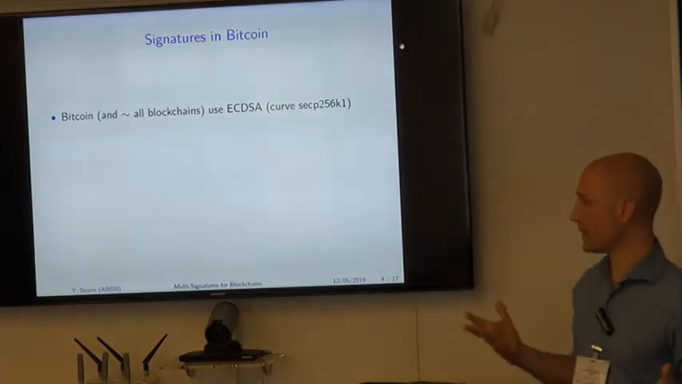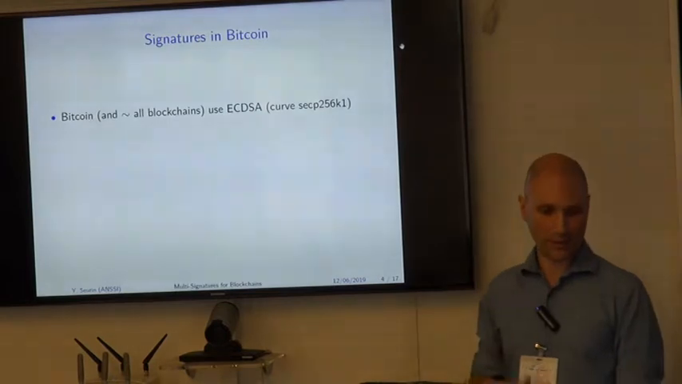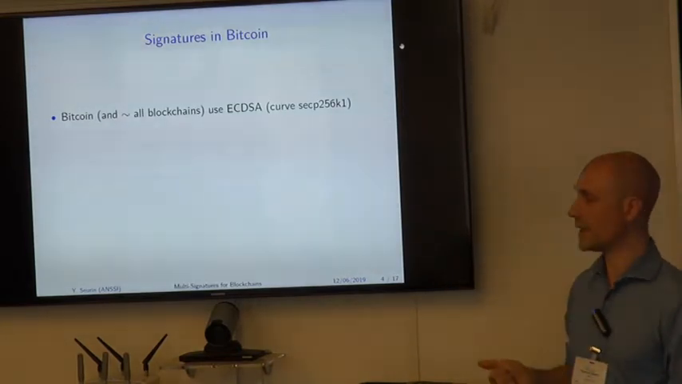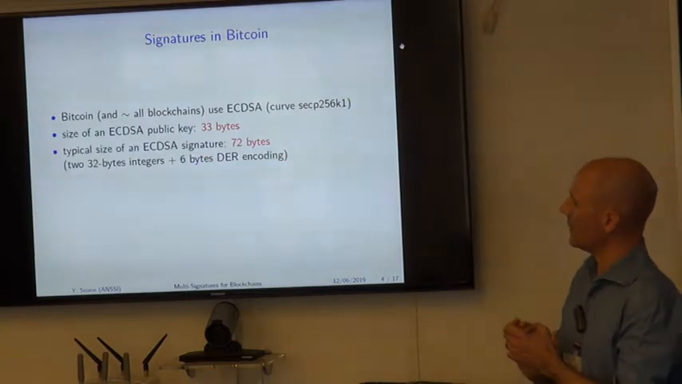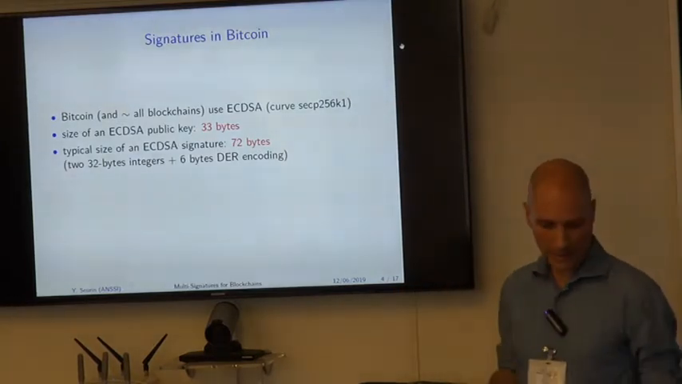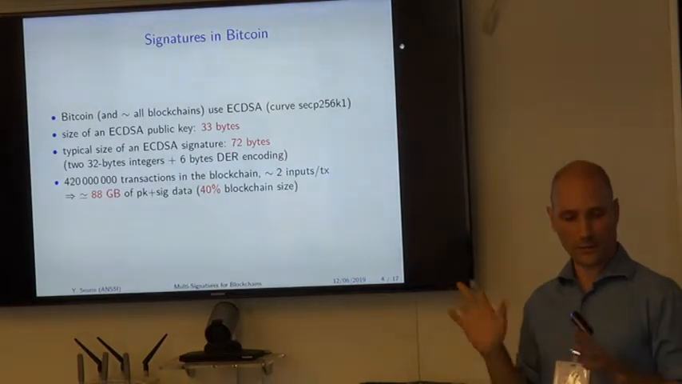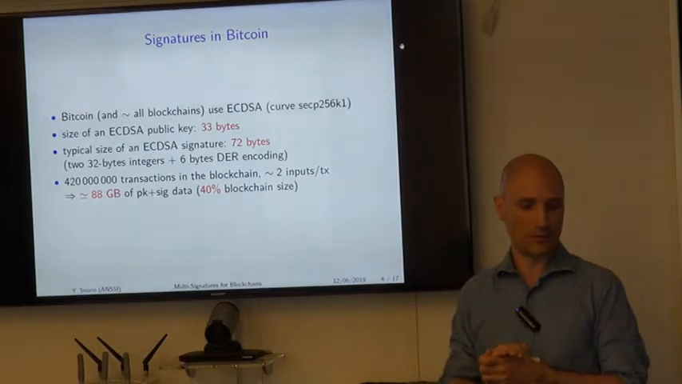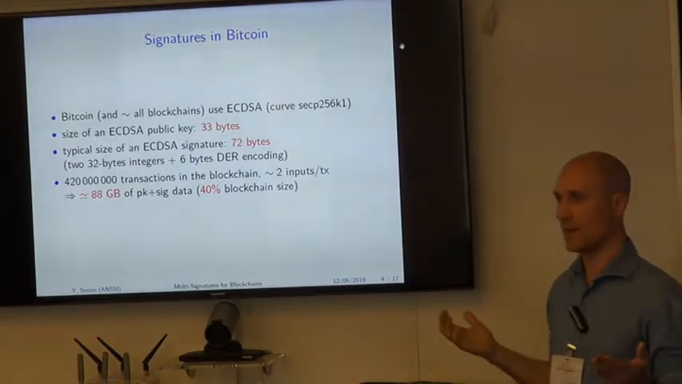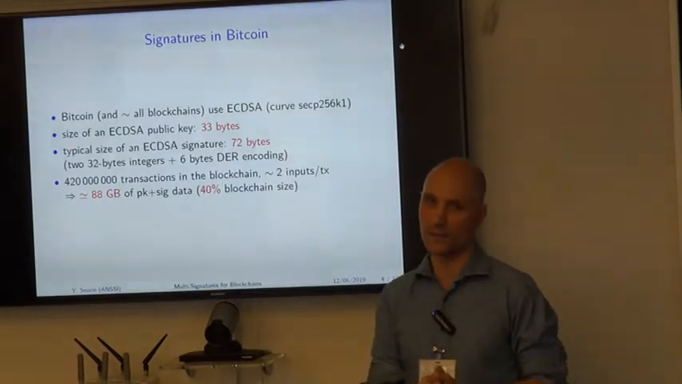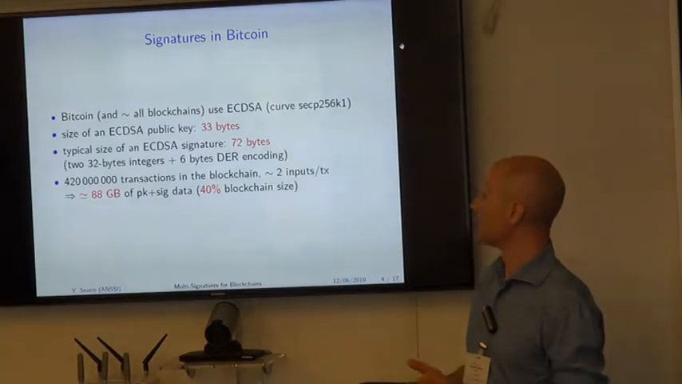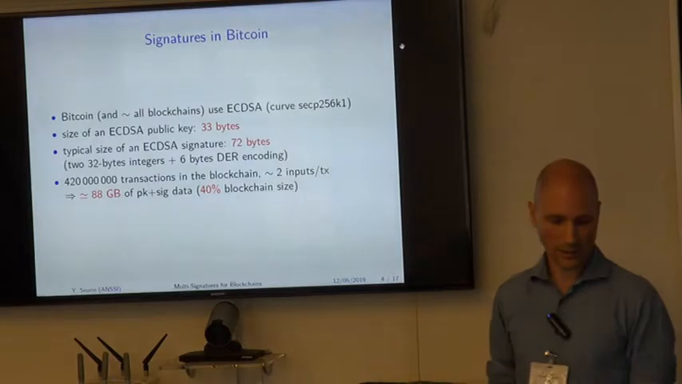It turns out that signatures in Bitcoin are really important. In Bitcoin and virtually all blockchains, the signature algorithm used is called ECDSA. I will say a bit more about elliptic curve cryptography and ECDSA later. The size of an ECDSA public key is 33 bytes, and the typical size of an ECDSA signature is 72 bytes. I did a quick computation. It's not exact, but if you consider that there are roughly 2 inputs per transaction, the Bitcoin blockchain contains, and I think this is very conservative, at least 88 gigabytes of just public keys and signatures, which is roughly 40% of the size of the blockchain. I think it's an understatement.